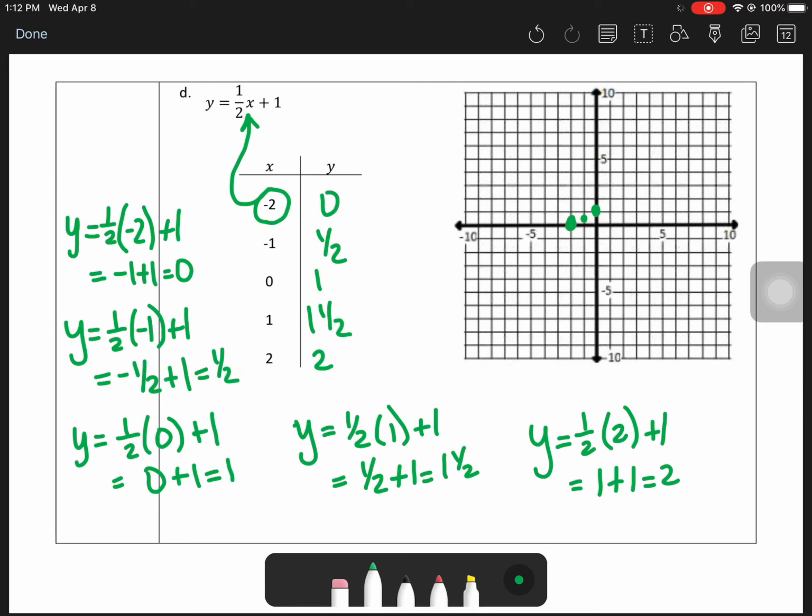Back to the origin, to the beginning. I'm going to go 1 to the right and up 1.5 boxes. And my last point is 2, 2. 2 to the right and 2 up. Then I'm going to connect those together, making sure I put arrows on both ends. And so now we've practiced graphing linear functions using a table of values.